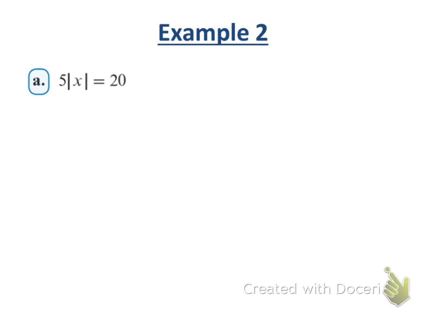5 times the absolute value of x equals 20. So you should divide by 5. Can we or must we? We must. If we're going to apply the definition of absolute value to this problem, we need to get the absolute value part by itself. So divide both sides by 5, and that will leave us with absolute value of x equals 4. So then x is 4, or x is negative 4.